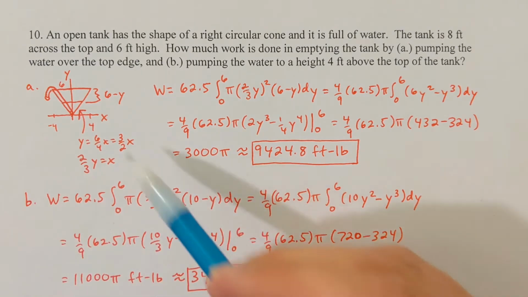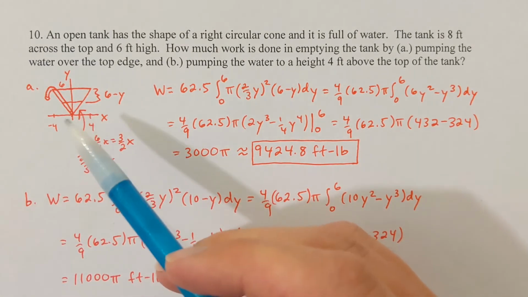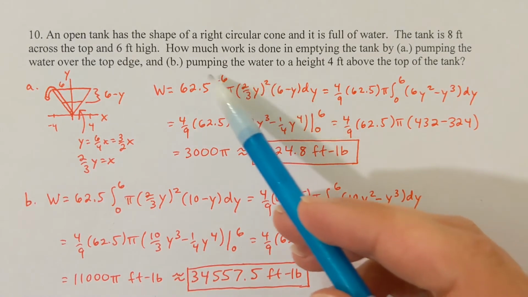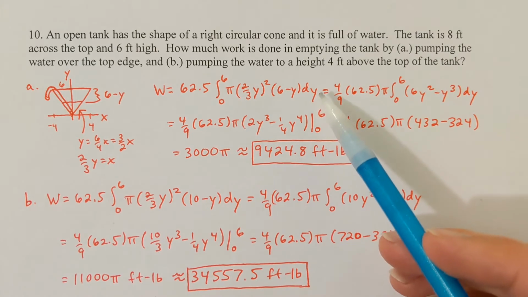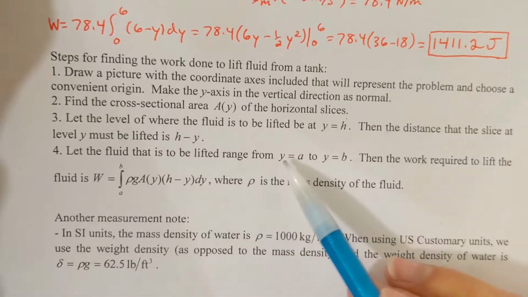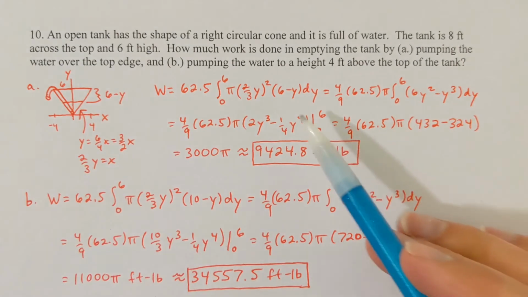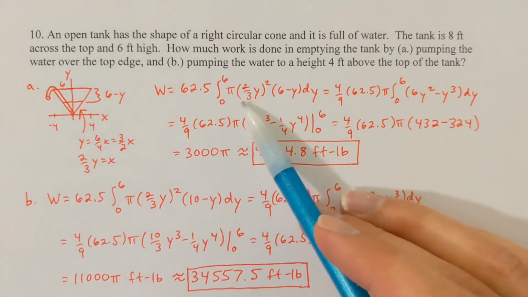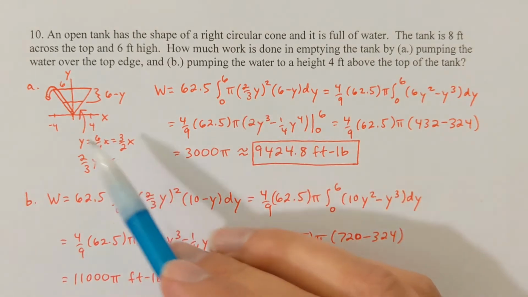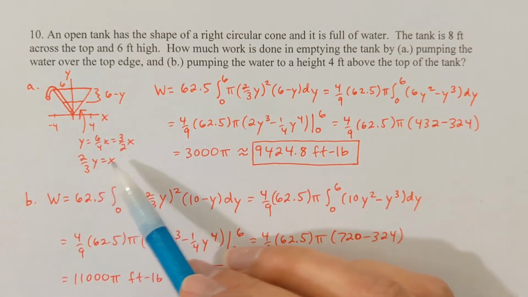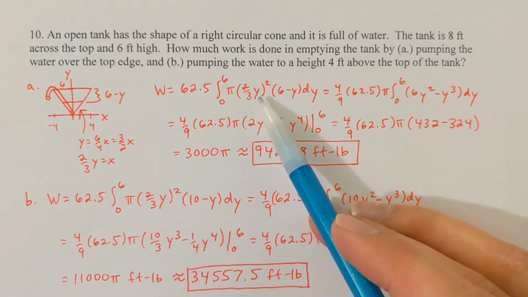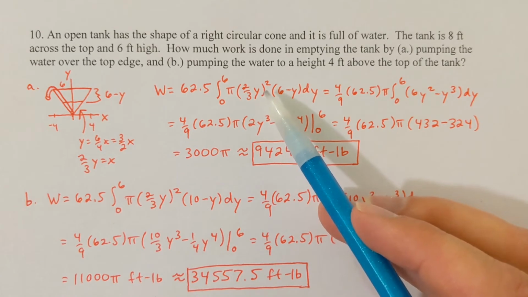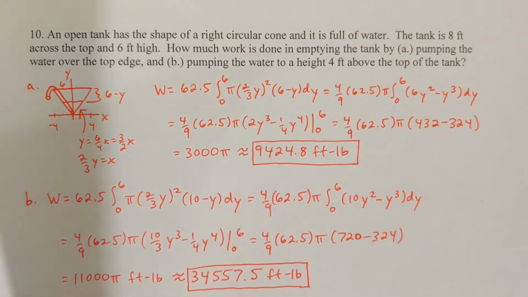Now I need a formula for the area of the circle that's being lifted from the tank. Area of any circle is pi times the radius squared. Now, I mentioned everything about my integral has to be in terms of y. So A of y would be pi times the radius squared. It would be pi times x, which is the radius, like I said. So in terms of y, that'd be 2/3 y. Or pi times 2/3 y, the quantity squared, would be just the general area of a circle that's being lifted from the tank.